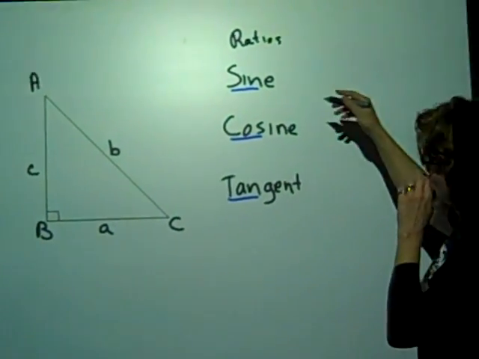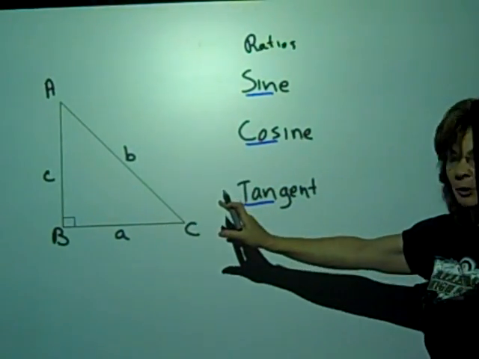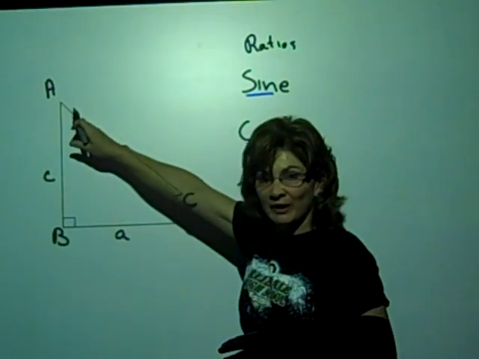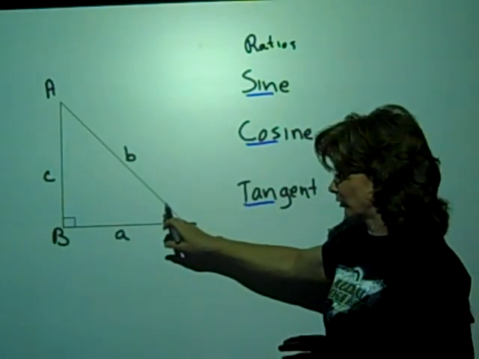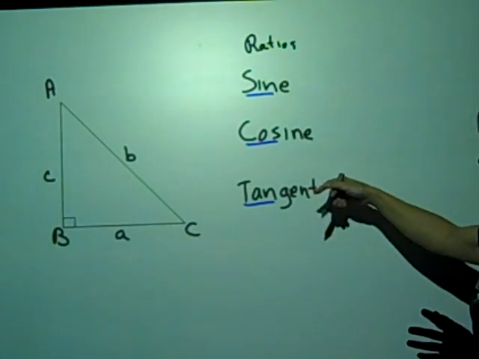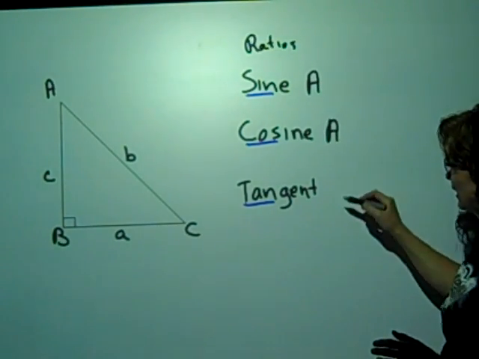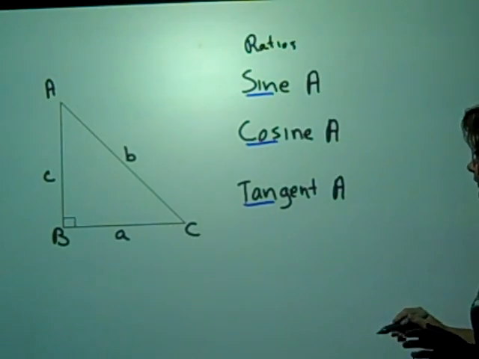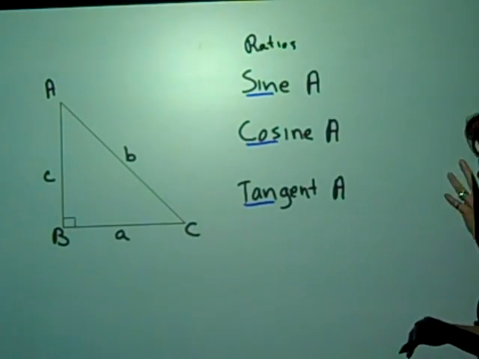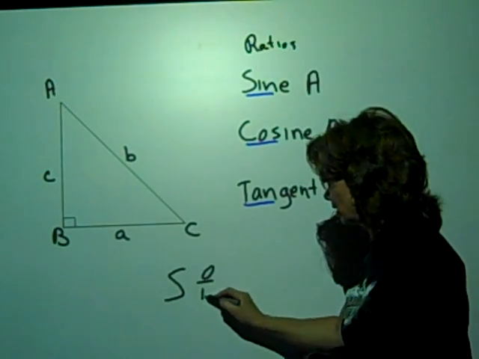Now, I've got two acute angles in a right triangle. So I can get ratios for this angle and ratios for this angle. So when we think about the ratios, we have to say the sine of angle A, the cosine of A, the tangent of A. Okay, and let's just look at angle A now. So whenever I do this, I right away think SOHCAHTOA.